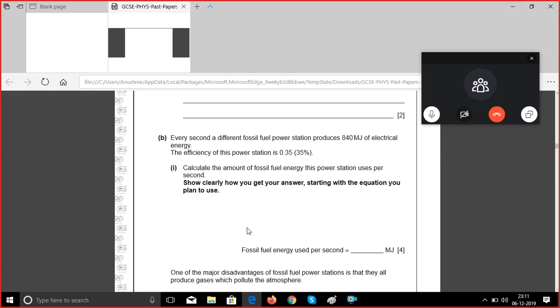So 840 divided by 0.35. So that is 2,400 megajoules. Yes, that's correct.